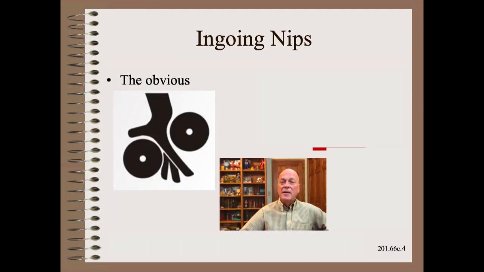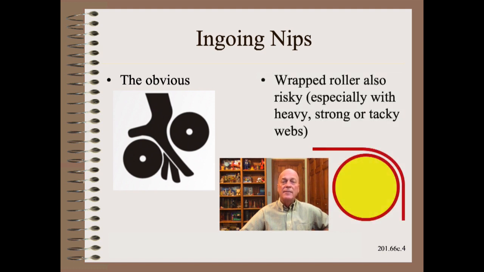Ingoing nips are serious for the two reasons we discussed earlier. First, they are one of the most likely ways to get seriously hurt. Second, injuries tend to be more severe. Also, recall from our first clip that most accidents occur during stop, jog, or thread. High speeds are not at all necessary to cause serious injuries.